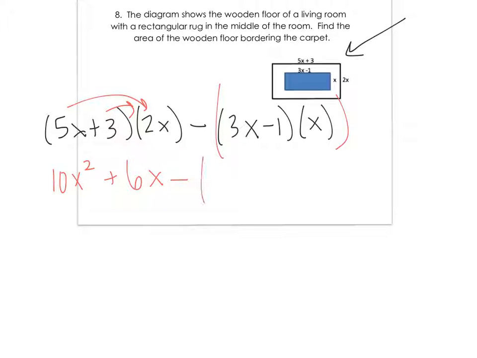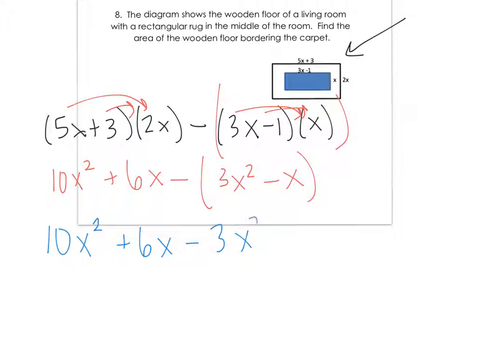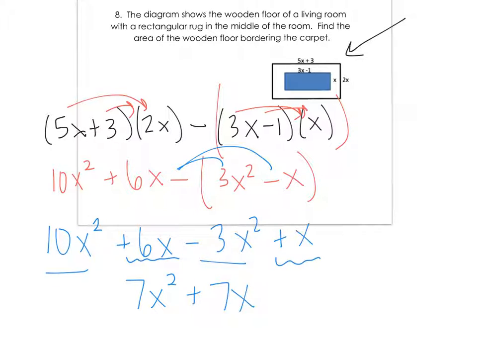If I multiply that together, 3x times x is 3x squared, negative 1 times x is negative x. Now I'm going to combine some like terms. So we'll rewrite this: 10x squared plus 6x minus 3x squared, and the double negative is really plus x. So 10x squared minus 3x squared is 7x squared. And then 6x plus x would be plus 7x. I have no more like terms, but I will label my units and write units squared. And now I am done.